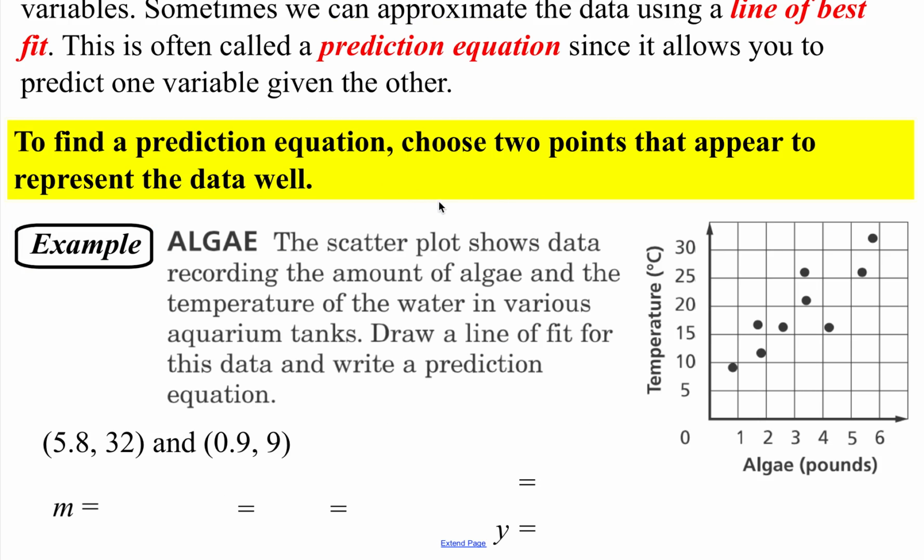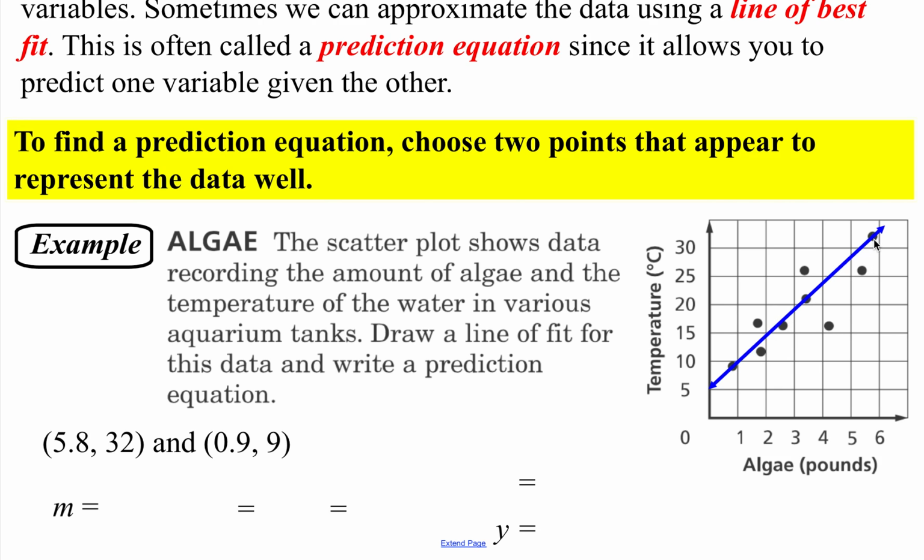To find a prediction equation, what we're going to do is just choose 2 points that look like they represent the data well. So I've got an example here for you with algae. It says a scatter plot shows data recording the amount of algae and the temperature of the water in various aquarium tanks. Draw a line of fit for the data and write a prediction equation. So what I did was I went ahead and I connected the first data point and the last one here because I think those looked pretty good. So I just drew a straight line through those.